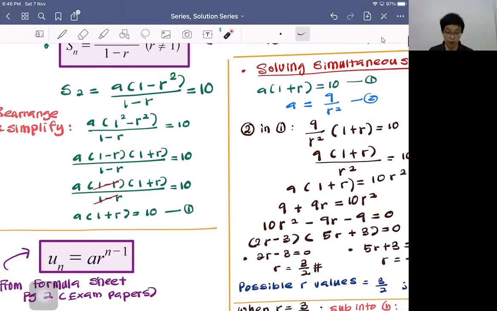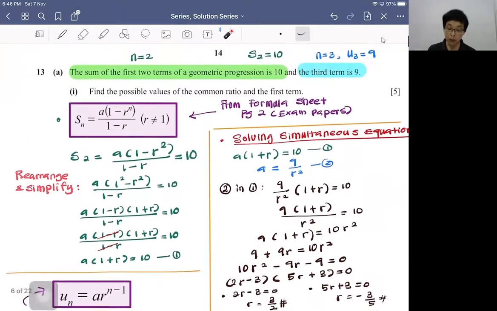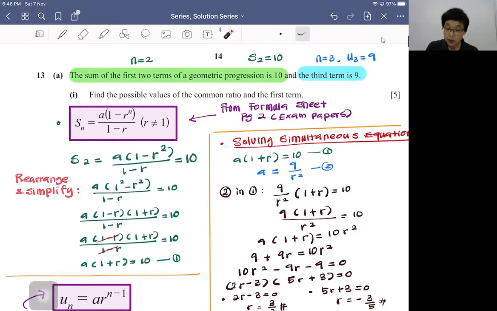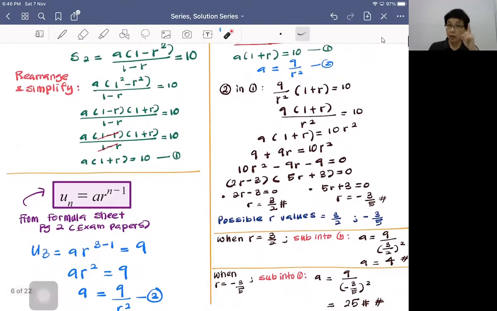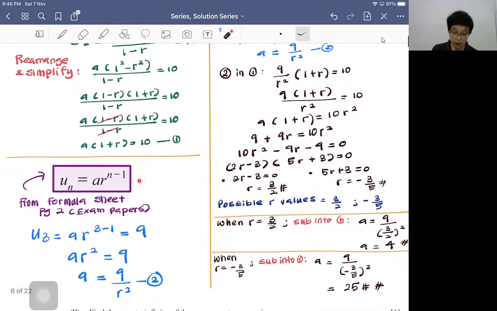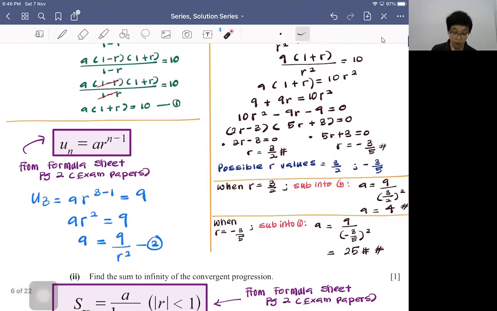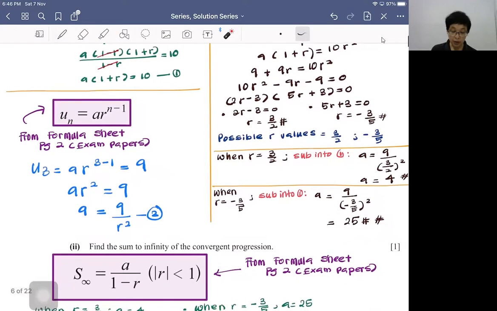Let's leave that statement aside, and we hop on to the second statement given to us. The third term is 9. Well, let's go on. The third term, geometric progression. Again, go to the formula sheet, draw out the related formula. Here I presented to all of us: u of n equals a r to the n minus 1. For the third term, we know that n equals 3. We do all the substitution accordingly when n equals 3, and simplified, we get this statement.